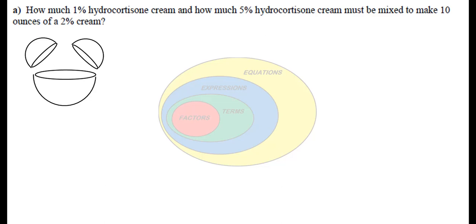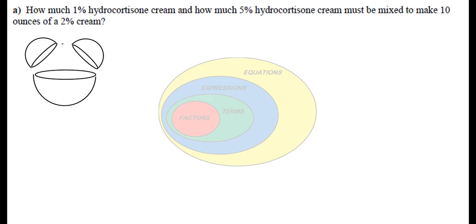So here we've got some mixture problems that we want to set up and solve with linear systems. It says, how much 1% cortisone cream and how much 5% hydrocortisone cream must be mixed to make 10 ounces of a 2% cream? So the first thing we do is basically just label our bowls.